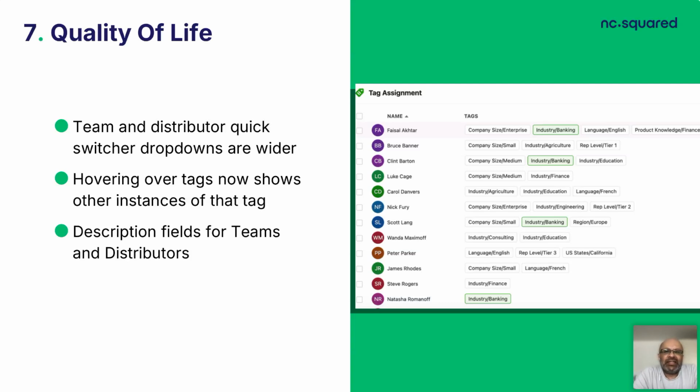And finally, teams and distributors can now have a description, allowing users to identify their purpose from more than just the naming. So descriptions are shown on tooltips throughout the application and in the side panels of the assignment process viewer. And that brings us to the end of our new features and enhancements in Nightingale.